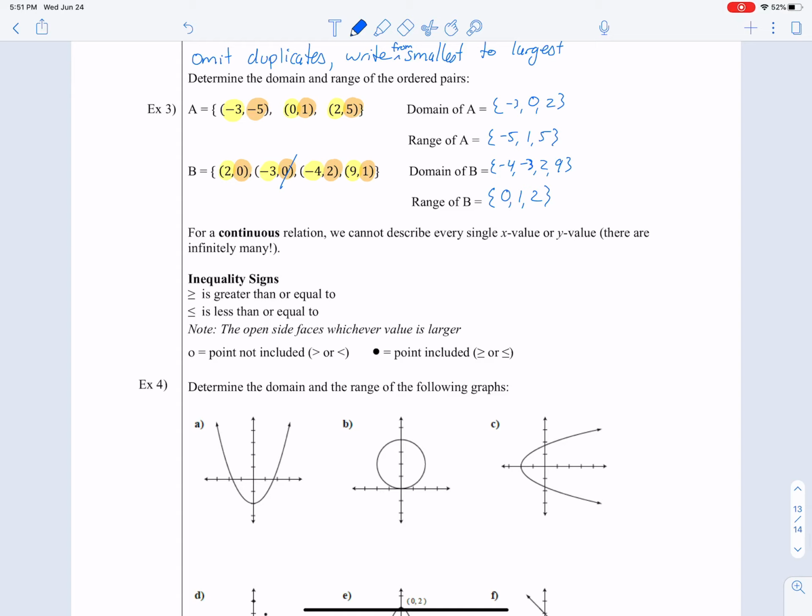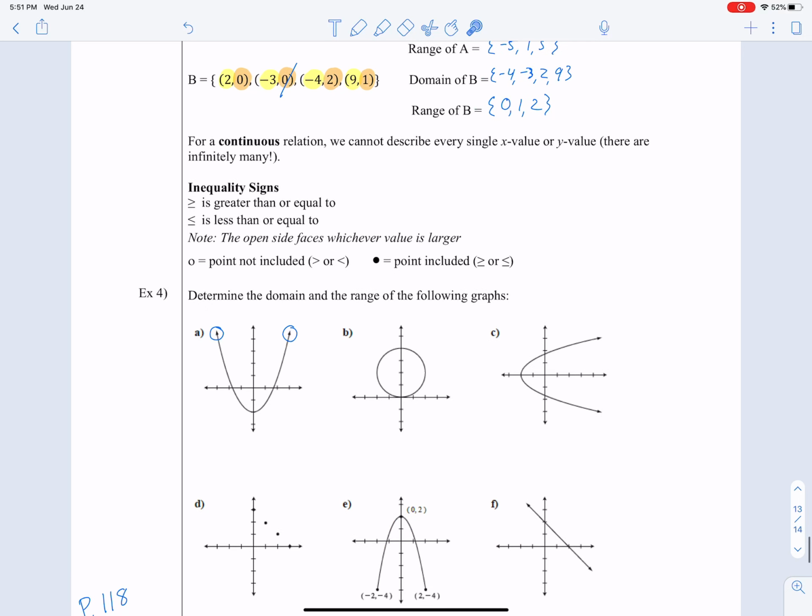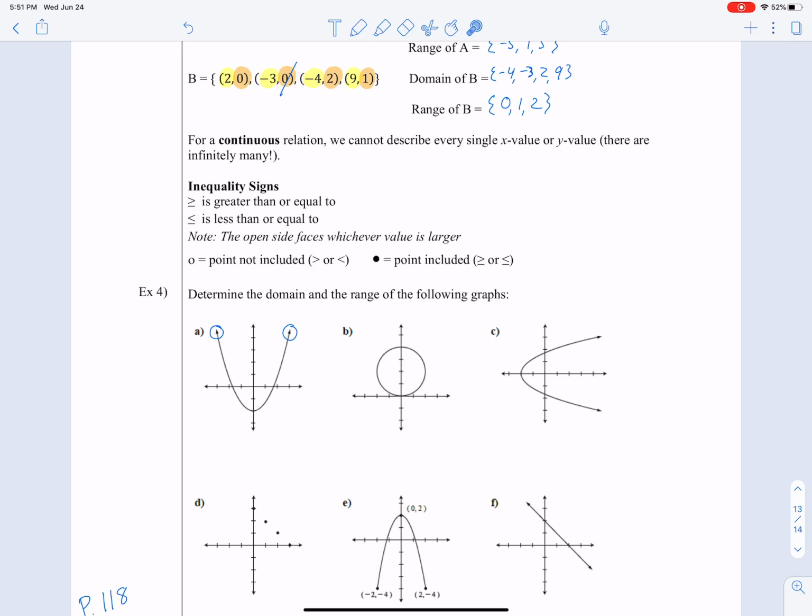Now we can also do domain and range for graphs. So these are continuous relations. Our graphs here have arrows that mean they go on forever. They also are continuous because it could be any point or any little tiny point in between. So we can't describe every single x or y value, okay? So instead, we're going to use ranges.